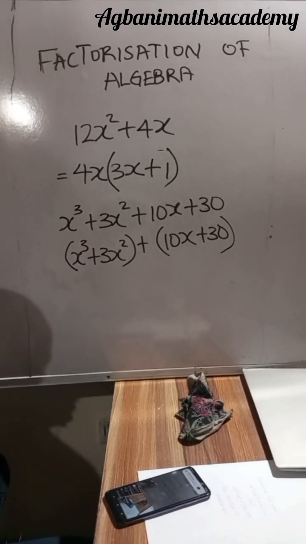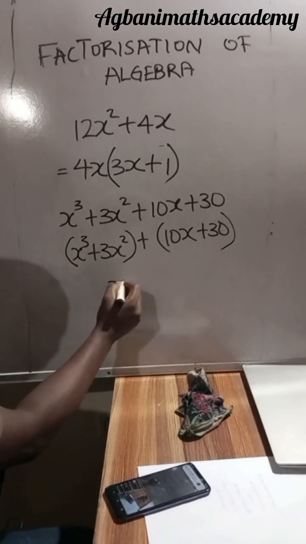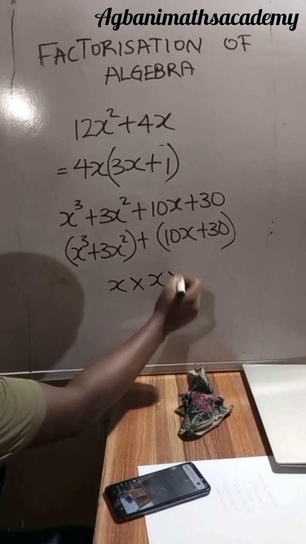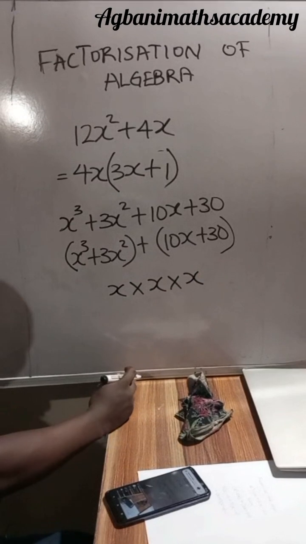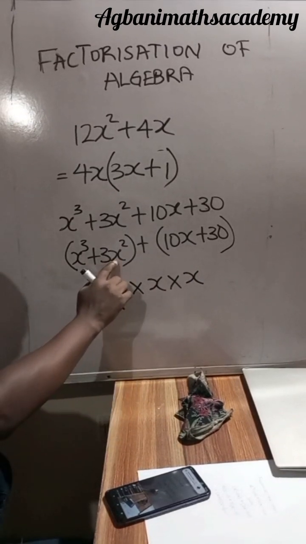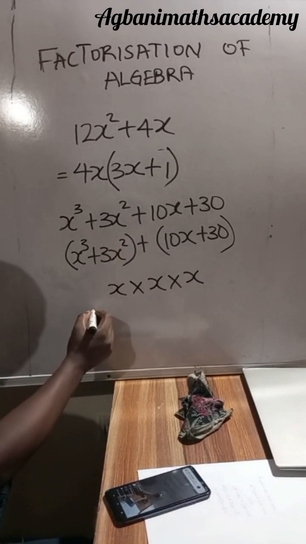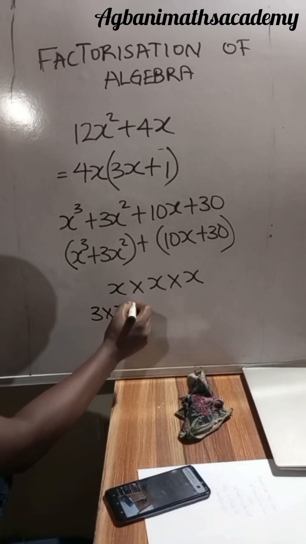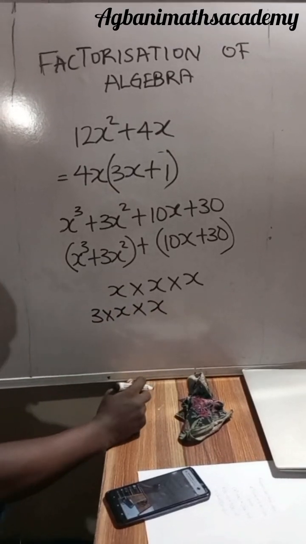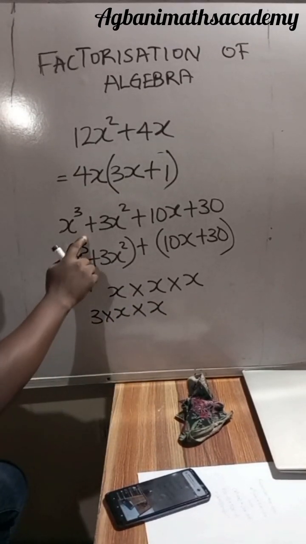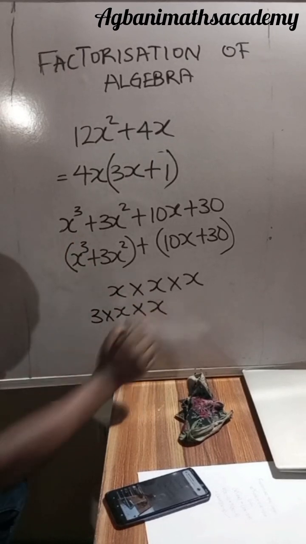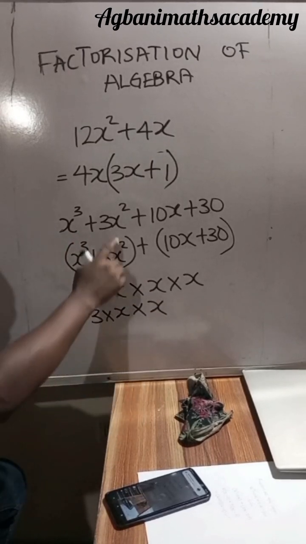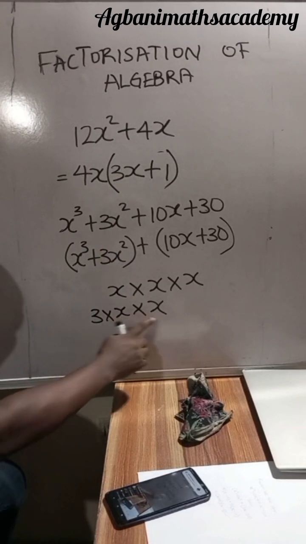Let's write down x raised to power 3. x raised to power 3 is x multiplied by x multiplied by x. Okay? What is 3x raised to power 2? 3x raised to power 2 is 3 multiplied by x multiplied by x. Okay? x raised to power 3 is x multiplying itself 3 times. 3x raised to power 2 is 3 multiplied by x multiplied by x.